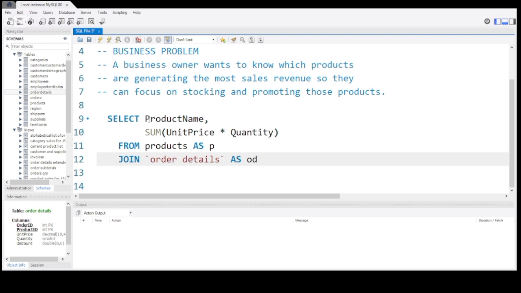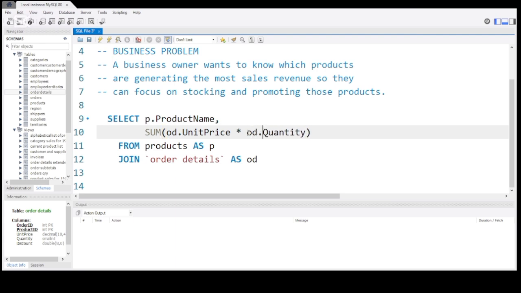So we go up here and let it be known to SQL that P has the product name in the table. We have our product name in the P table. And unit price, we have it in the OD table. And quantity also, we have it in the OD table. That is done. We have done that part.